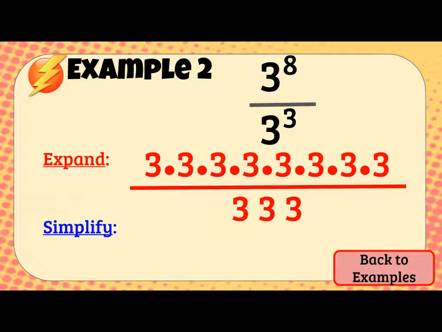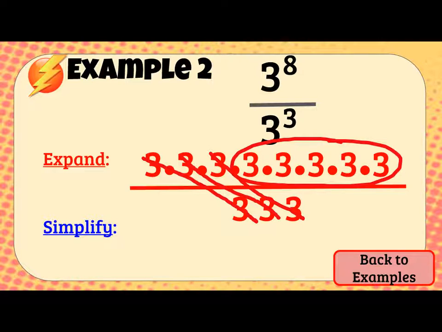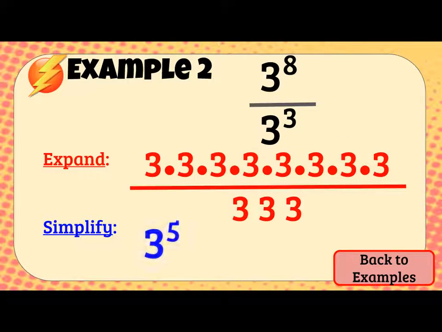So that's what that looks like expanded. You have 8 of those and you have 3 of those on the bottom. So if I were going to simplify this, 3 divided by 3 equals 1, so that cancels each other out. This 3 divided by this 3 cancels each other out. So what am I left with? 5 3's, 3 to the 5th power. Now look at your exponents. Where did those come from?